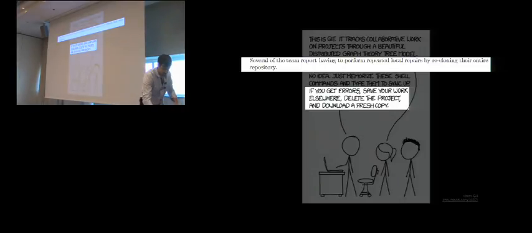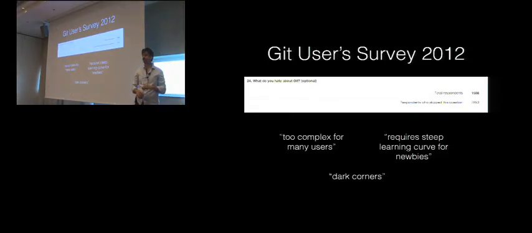All right. So there's also evidence that Git is not easy to learn in surveys conducted by the Git community. For example, this question is from the 2012 Git user survey. And the question is, what do you hate about Git? And if you look through the responses, you'll find things such as the fact that it's too complex for many users, that it requires a steep learning curve for newbies, that it has dark corners, and so on.